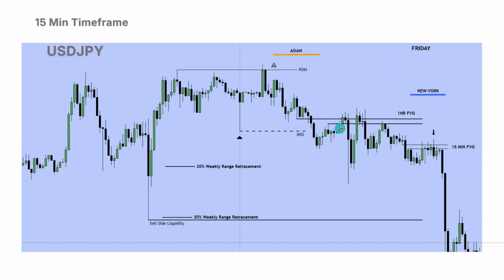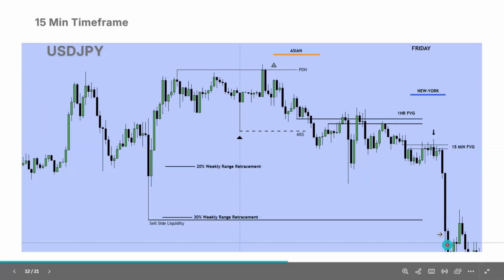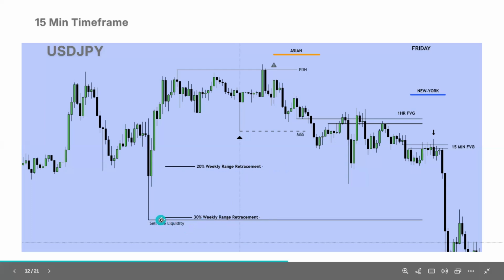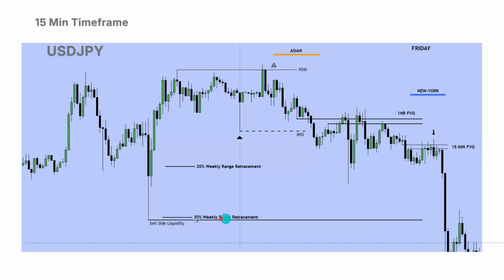All right. And if you want to be more conservative, like I said, you want to use a 15-minute fair value gap that has occurred after a market shift. Now, here's our 15-minute fair value gap, and you can see how price tanked. Looking to the left, you could see that here's the 20% weekly range retracement, and then the 30% weekly range retracement, which is close to our sell side liquidity. After taking this, you want to be done for the day, or you want to take the bulk of your position if price breaks this liquidity and let the rest run.